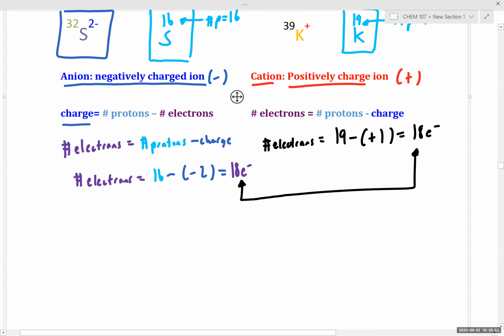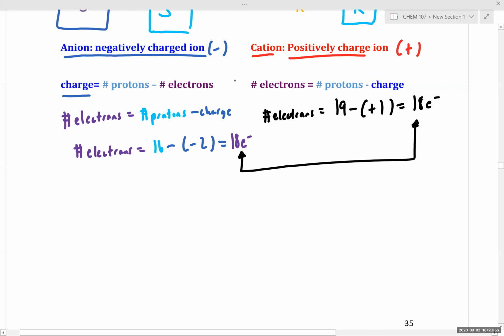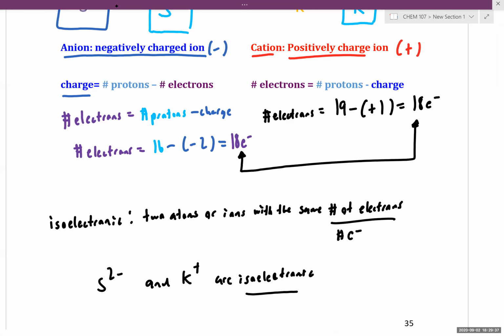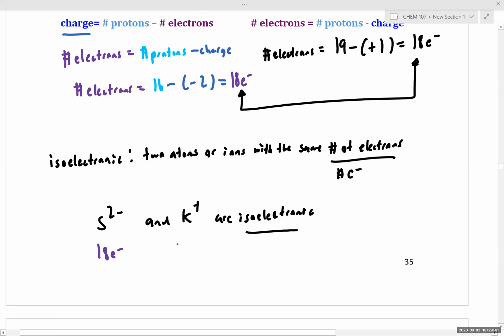Now, there's a special word that we use to describe species or ions with the same number of electrons. Isoelectronic is used to refer to two atoms or ions with the same number of electrons. So we could say, for example, S2- and K+ are isoelectronic because both of these ions have 18 electrons total. Does that make sense to everyone?